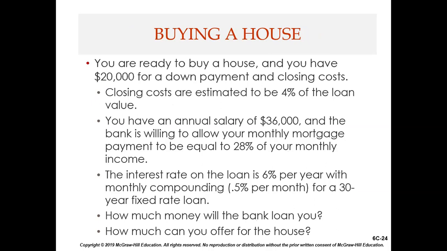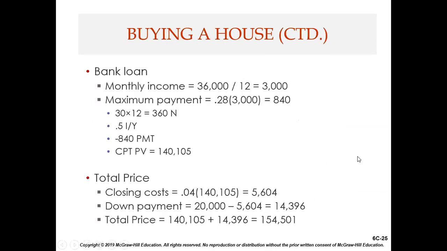I locked in, and probably you're sitting there going, lady, your monthly income is not 36,000. Monthly income would be 36,000 divided by 12, or $3,000. I apologize for that. Now take 28% of that. $840 is the most that the bank will allow you to pay as a mortgage.